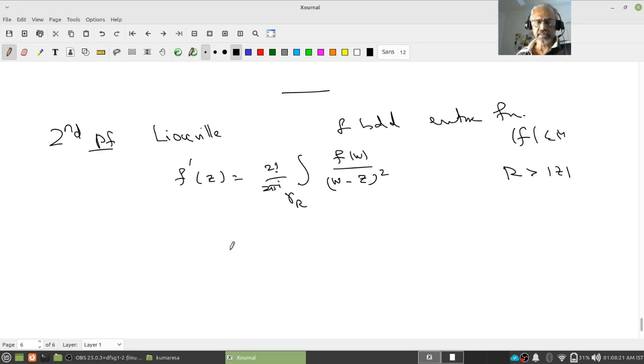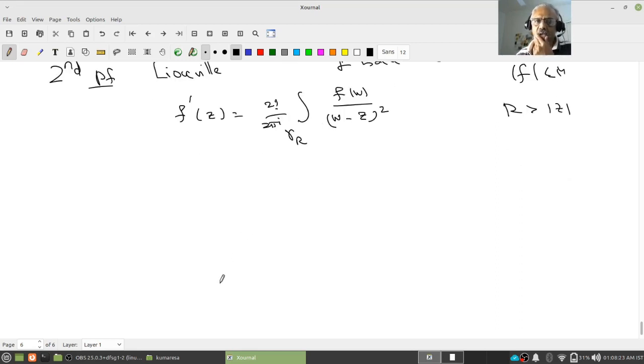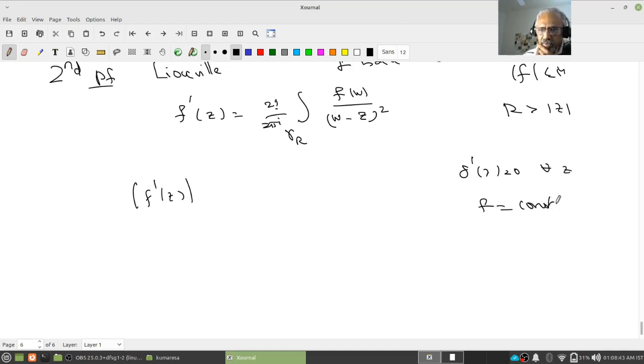Is it all right? Because this is my c n equal to f to the n at a by n factorial. Yes, this is correct. Now let's look at f dash of z. Suppose I prove f dash of z is 0 for all z, then f must be constant. It must be locally constant, but C is connected, therefore f is constant. That will follow. But this I know how to estimate.